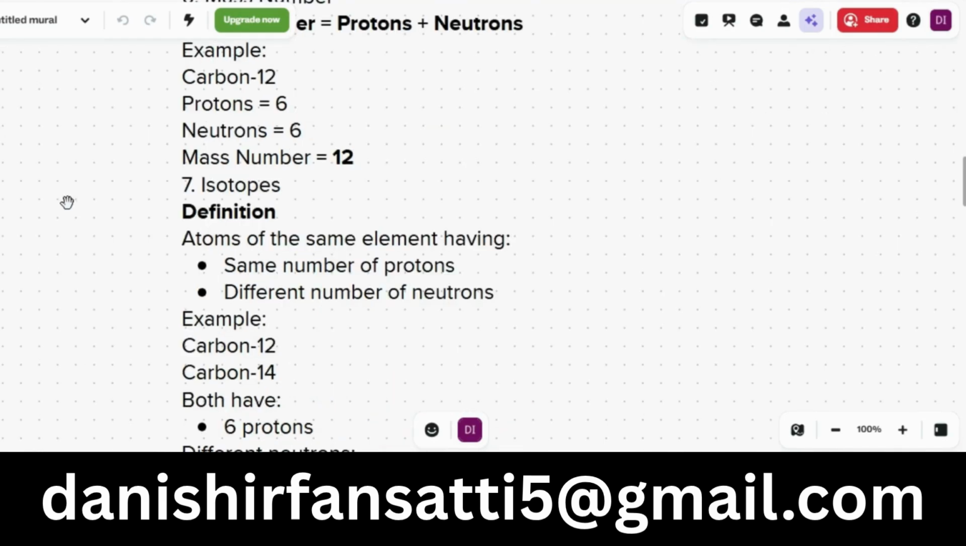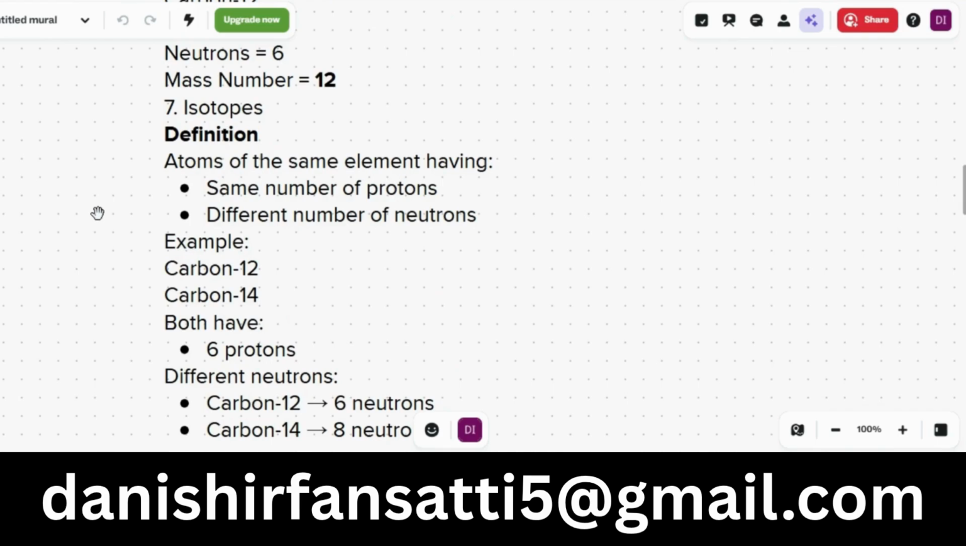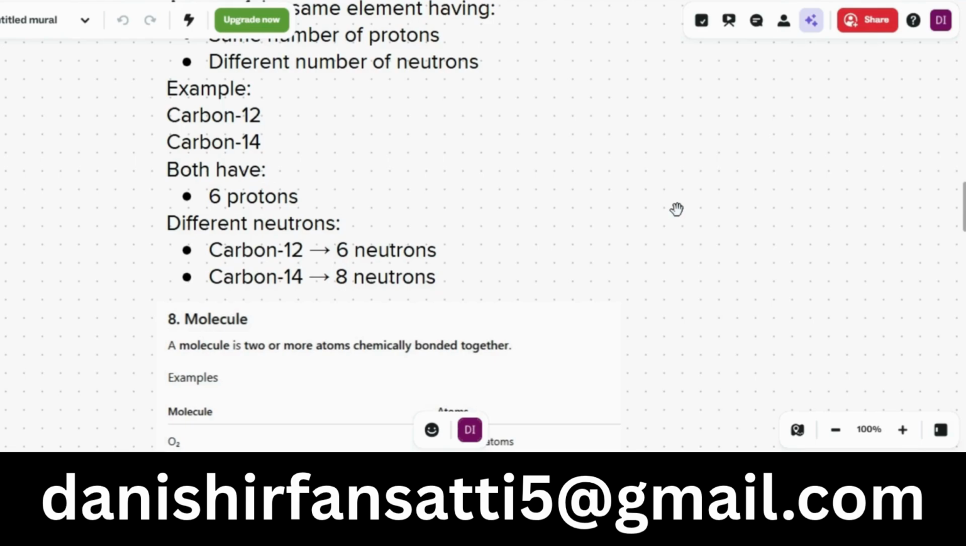What are isotopes? Isotopes are atoms of the same element. They have the same number of protons, but they have different numbers of neutrons. That is the important thing. Example is carbon 12 and carbon 14. Both have 6 protons, but different numbers of neutrons. You can see carbon 12 has 6 neutrons, whereas carbon 14 has 8 neutrons. 8 plus 6 is 14, that is carbon 14, and 6 plus 6 is 12, that is carbon 12.